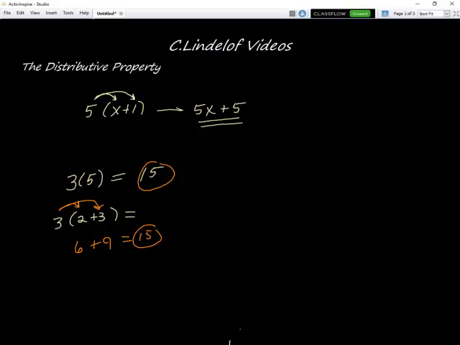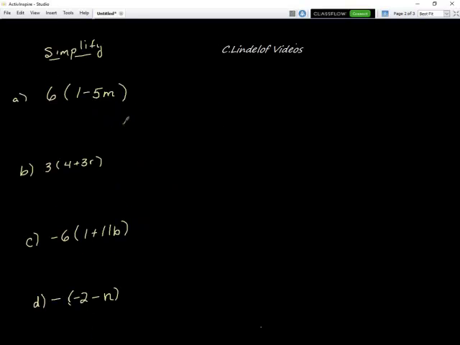So that's not very impressive, but it does tell you arithmetically why you're allowed to do it. Then when you get to algebra, you see this kind of stuff and you're like, oh my God, what do I do? Well, you do what we just looked at. 6 times 1 is 6. Go back to the 6. 6 times negative 5. This is a positive 6. This is a negative 5. Positive times a negative is a negative. And it's negative 30m.